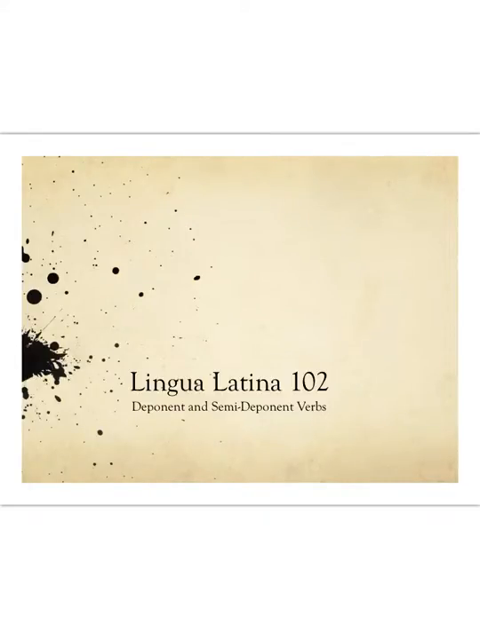Today we're going to begin looking at what are called deponent and semideponent verbs. These verb forms are really easy. You're not learning any new forms, but we are learning sort of a new category of verbs and how to think about them.